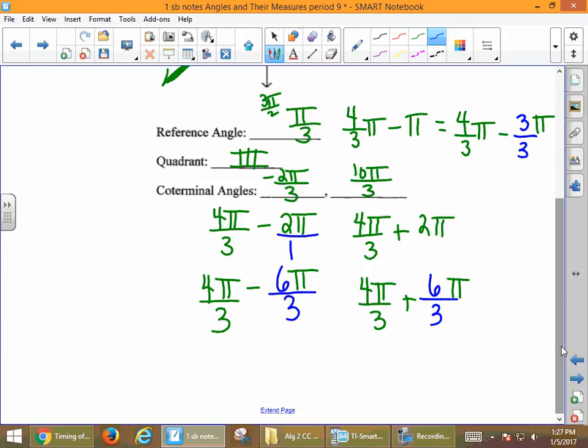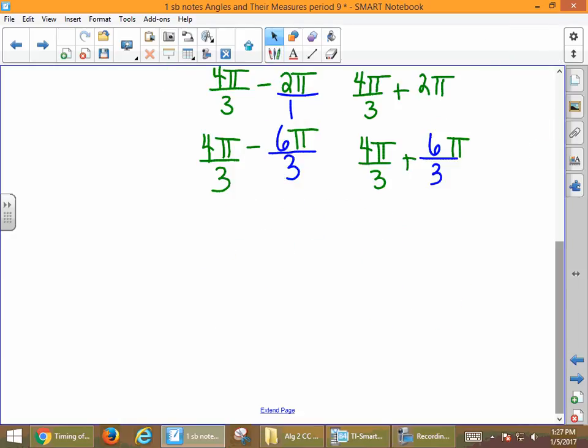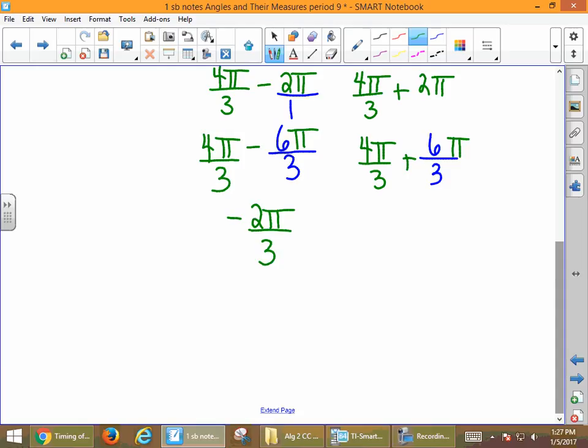So I'm going to write these down here below just in case you can't read them. We ended up with negative 2 pi over 3. And we also ended up with 10 pi over 3 for our coterminal angles. One negative angle and one positive. That's coterminal to 4/3 pi.